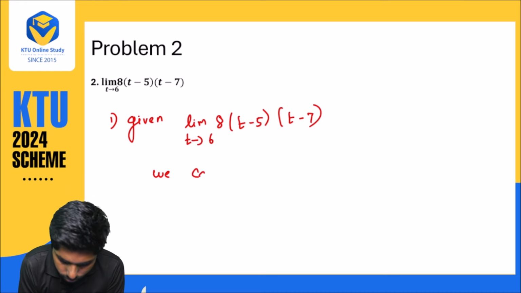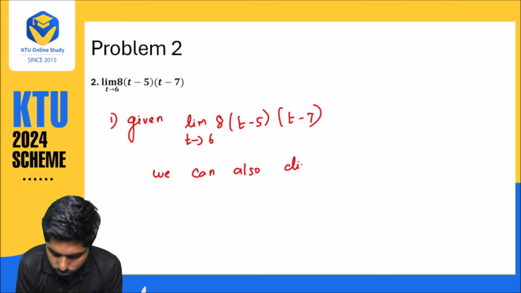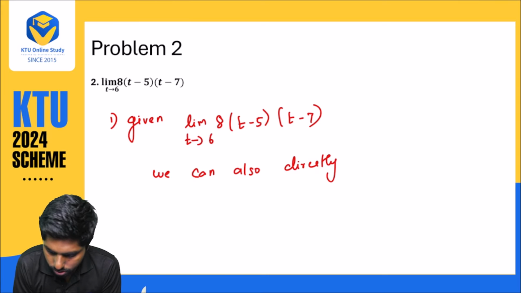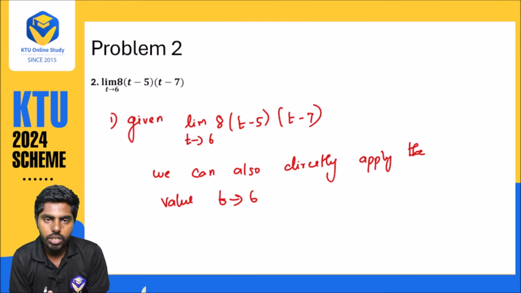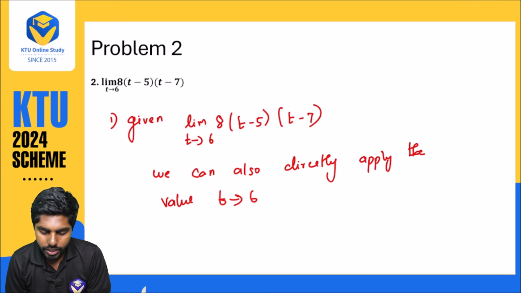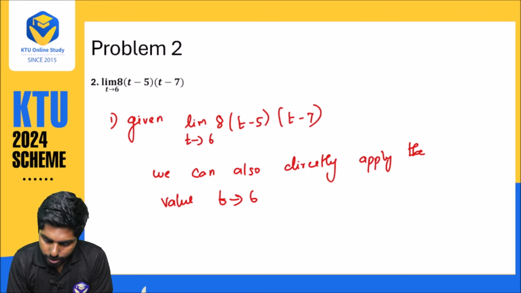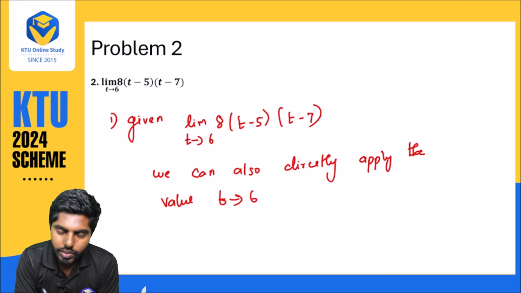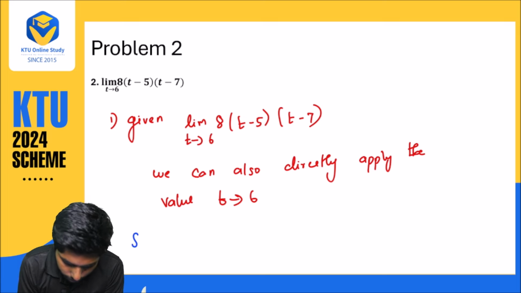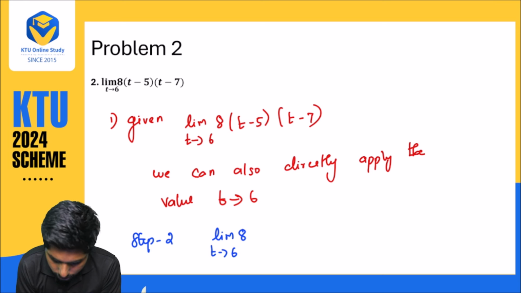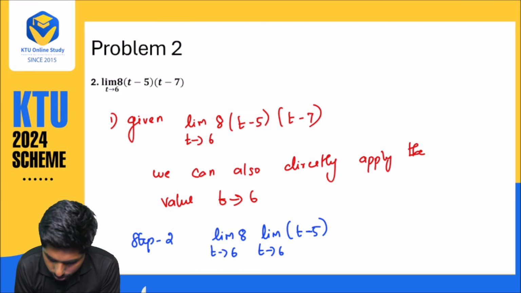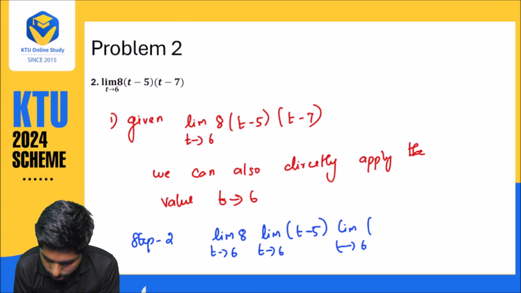We can also directly apply the value t approaches 6. Directly we can apply t is equal to 6 and find the value of L. Otherwise you can split also. When we are splitting we won't make any mistake. So step number 2, I am splitting: limit t approaches 6 of 8 into limit t approaches 6 of t minus 5 into limit t approaches 6 of t minus 7.